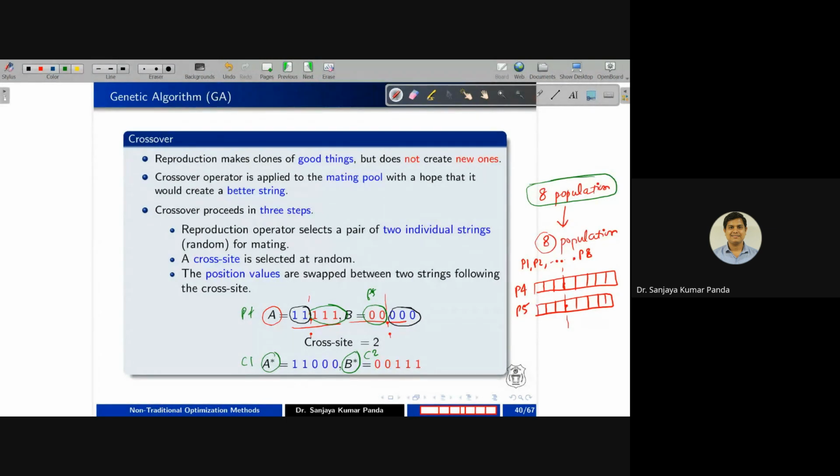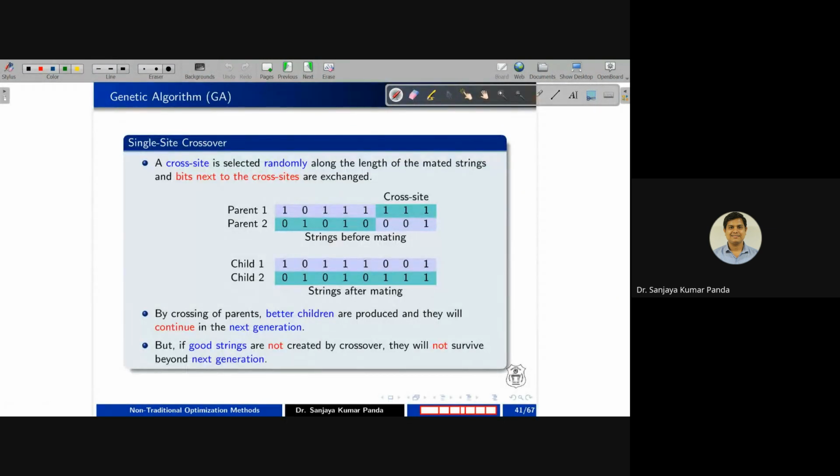So there are different types of crossover we have. Whatever I told you in the previous slide is called a single site crossover. We selected a particular point. We took the first part of parent 1 and the second part of parent 2, and the first part of parent 2 and the second part of parent 1. So we generated two different children. Always remember, crossover is applied to the parents, and mutation is not applied to the parents; mutation is applied to these children. Okay.